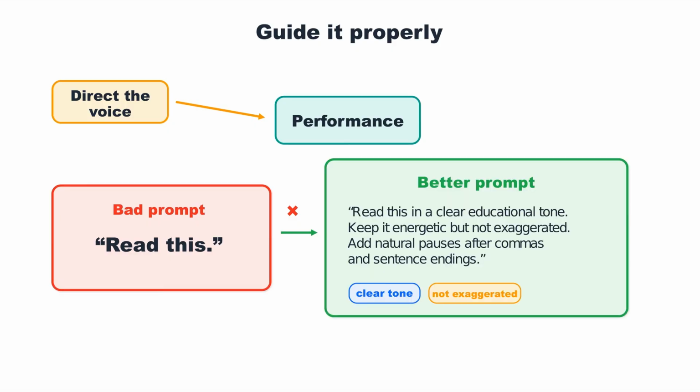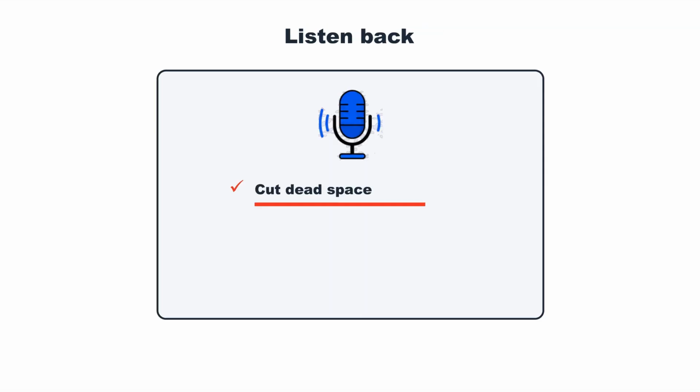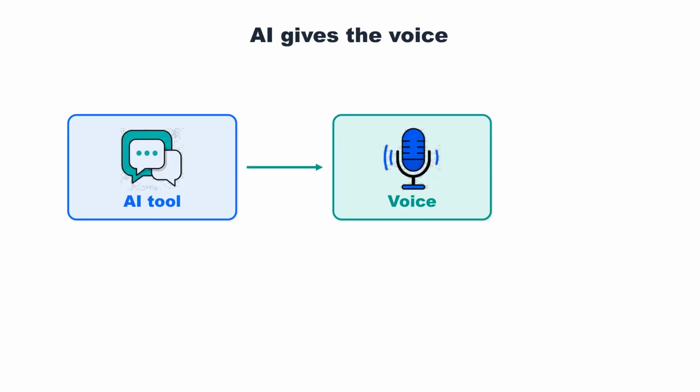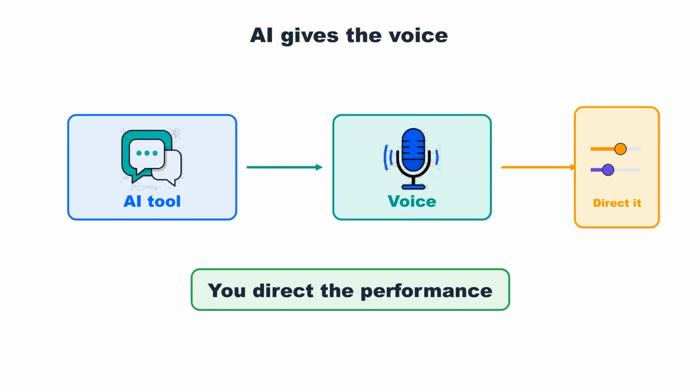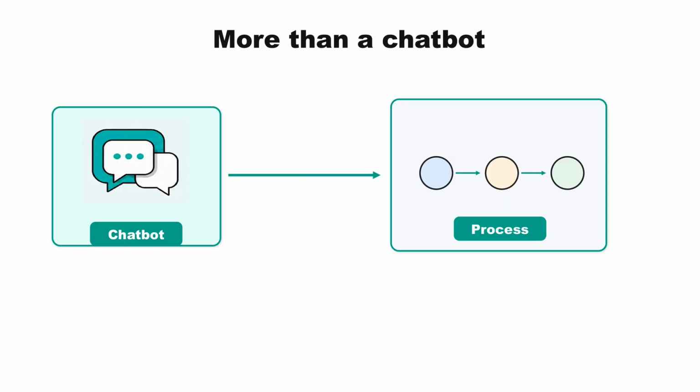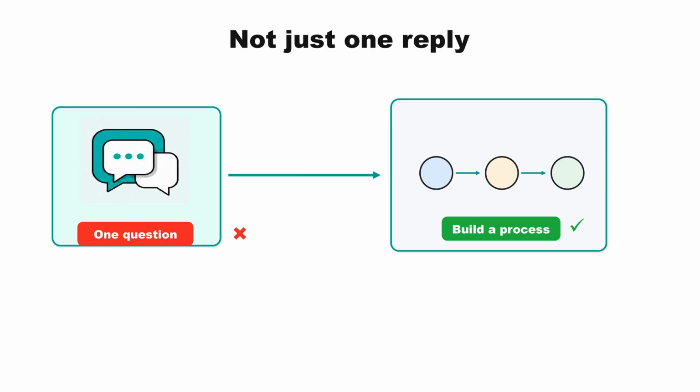Keep it energetic but not exaggerated. Add natural pauses after commas and sentence endings. Then listen back. Cut dead space. Fix pacing. Keep volume clean. AI can give you the voice, but you still direct the performance. Automation and workflow. This is where AI becomes more than a chatbot. Instead of answering one question, it helps build a process.